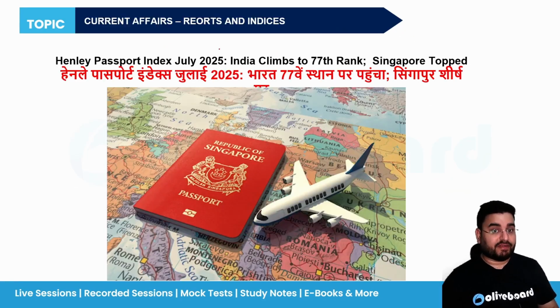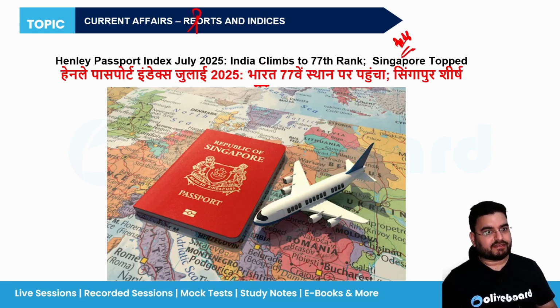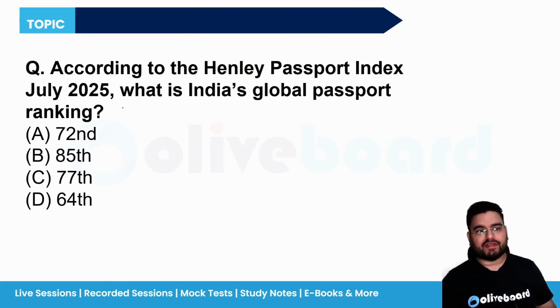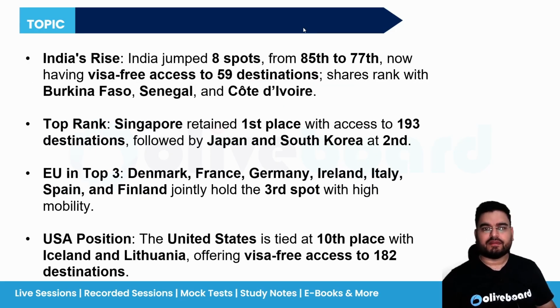Now the next news, a very important news. Please remember this thing. This question can be asked. Reports and indices. So the report is the Henley Passport Index 2025. India climbed to 77th rank. Singapore topped. So what is the rank of India as per the global Henley Passport Index? Correct answer is 77th. Earlier it was 85th. Okay. So India has jumped from 85th to 77th position, right? And who is the top? Singapore is at number 1.